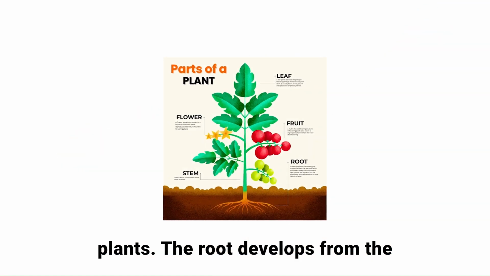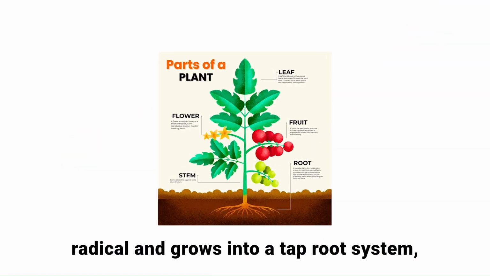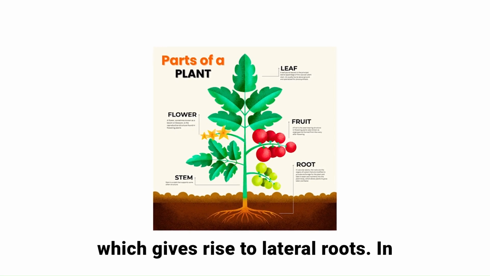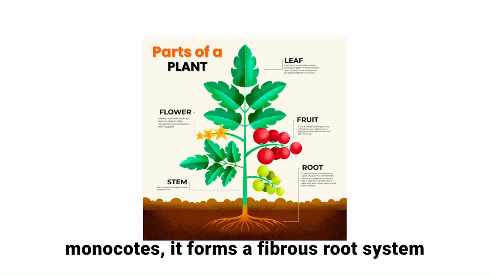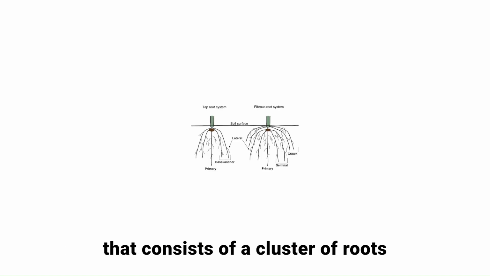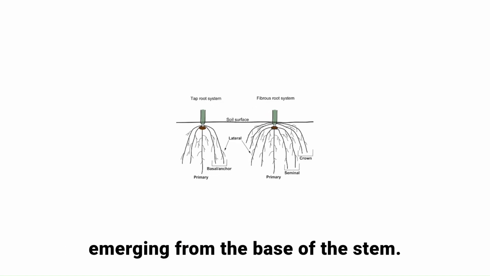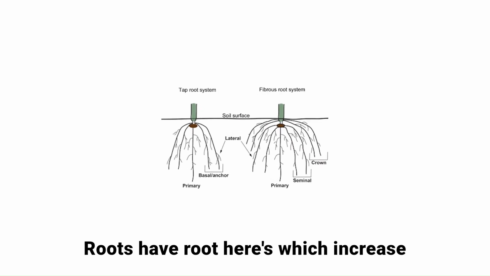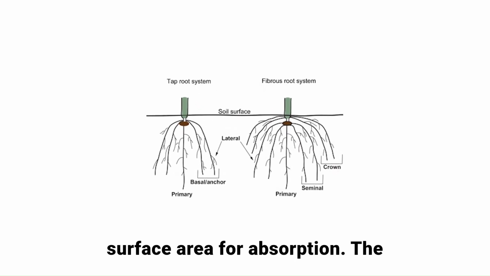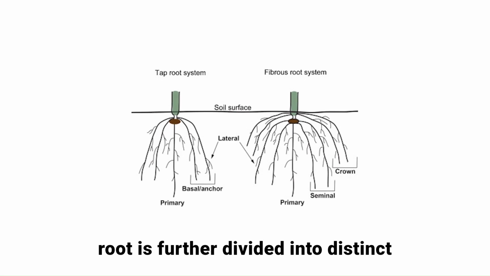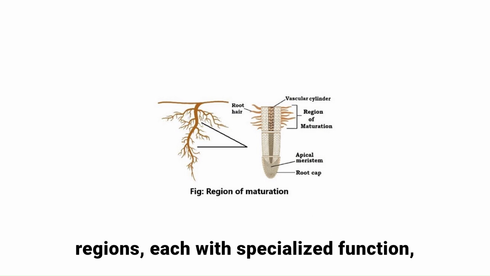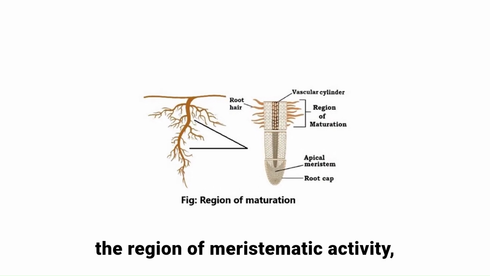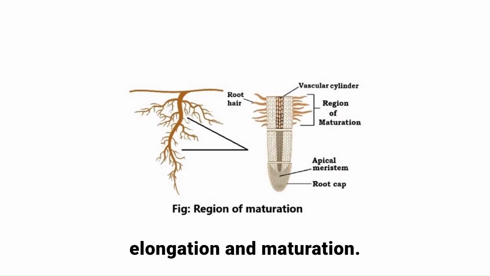In dicot plants, the root develops from the radicle and grows into a taproot system which gives rise to lateral roots. In monocots, it forms a fibrous root system that consists of a cluster of roots emerging from the base of the stem. Roots have root hairs which increase surface area for absorption. The root is further divided into distinct regions, each with specialized function: the region of meristematic activity, elongation, and maturation.